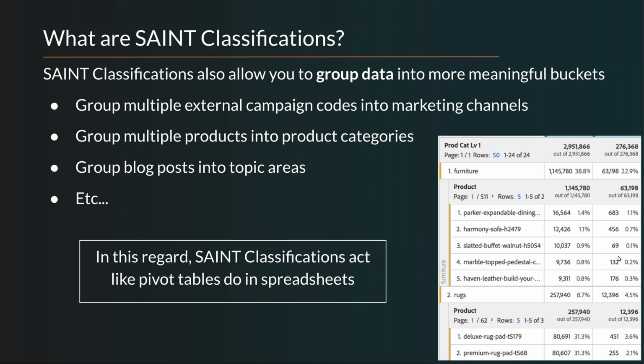You can also group products into product categories, as I'm showing on the right here. You might have thousands of products and you want to group them into categories. Or you might have a bunch of blog posts or pieces of content that you want to group into different content areas. Whatever you want to group together, you can use SAINT classifications to do it. And in that respect, when people get confused about SAINT classifications, I remind people that these are really like Adobe Analytics' version of pivot tables, in a way, where you can group data into buckets.